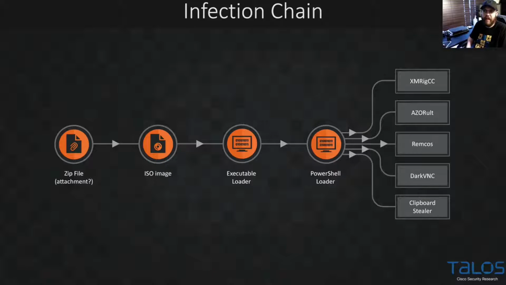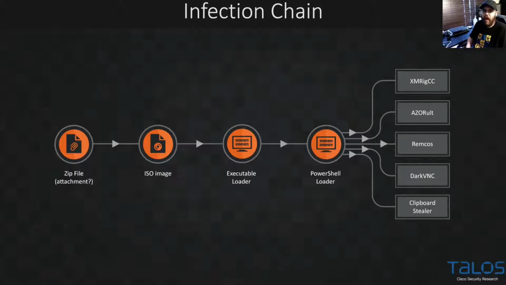So when we started to dig into this, what we discovered was that this was a multi-stage infection process that was pretty interesting. It started out with a zip archive. Inside of the zip archive was an ISO disk image. Inside of the ISO disk image was the PE32 based loader that was responsible for deobfuscating and then kicking off a secondary loader that was written in PowerShell.